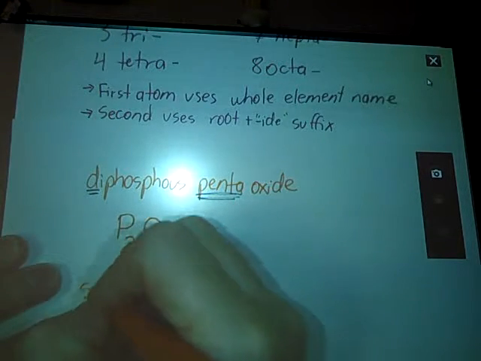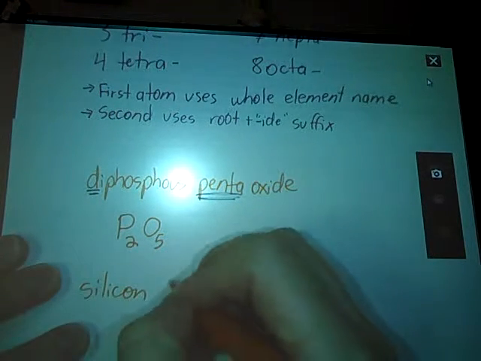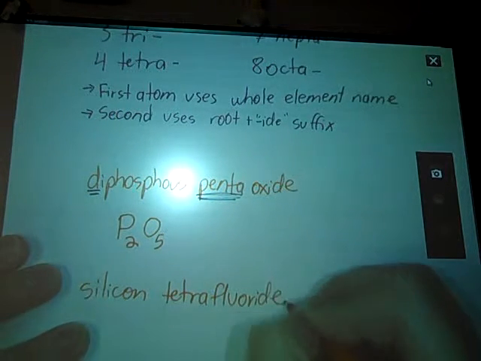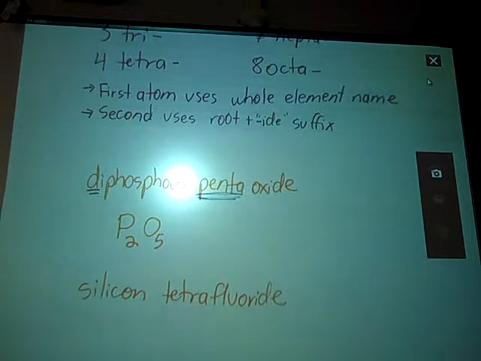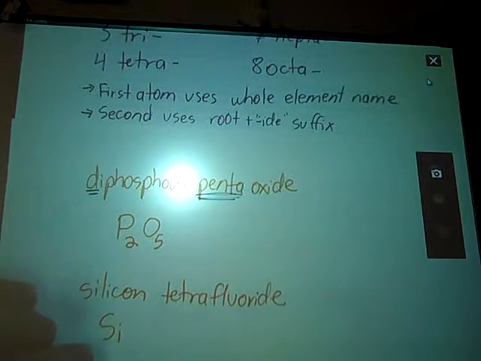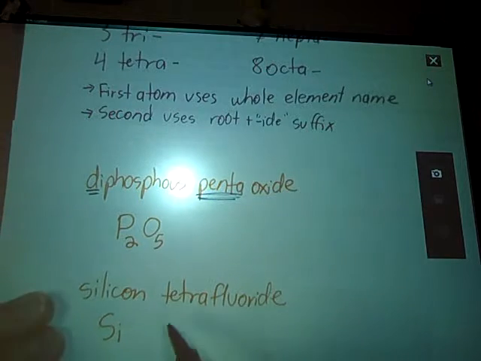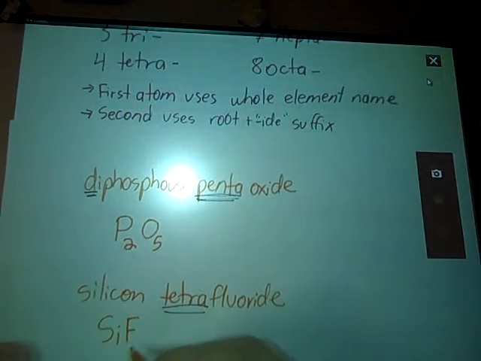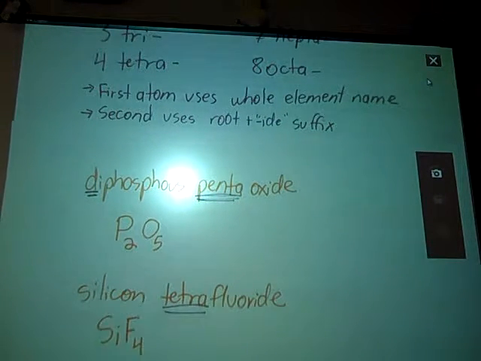Let's see if I can come up with another one off the top of my head. We could do silicon tetrafluoride. For silicon, there is no prefix, so we assume there is but one. Si is the symbol. Tetrafluoride: fluoride tells me my symbol is an F. Tetra tells me there are 4 of them. SiF4.